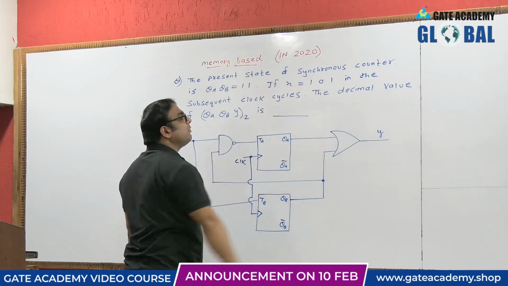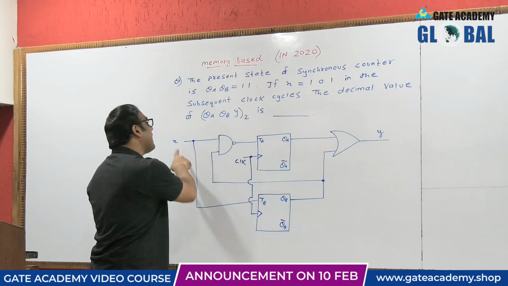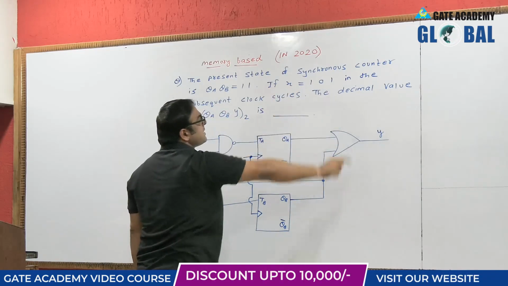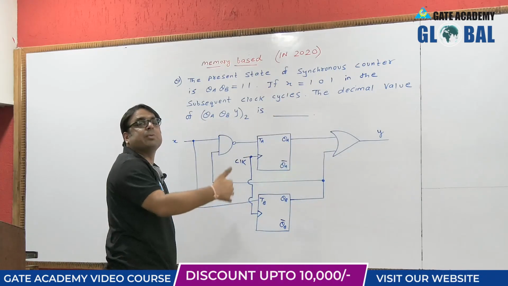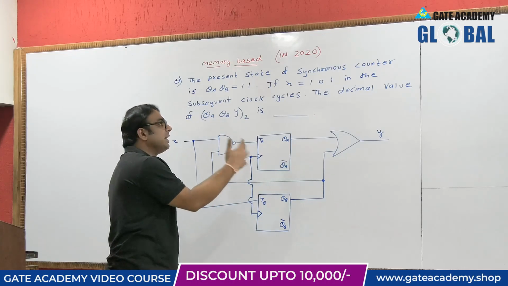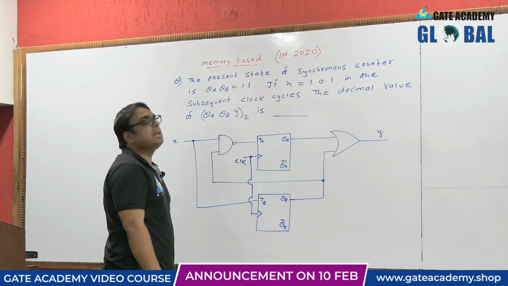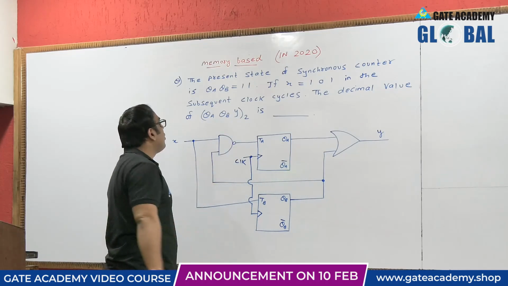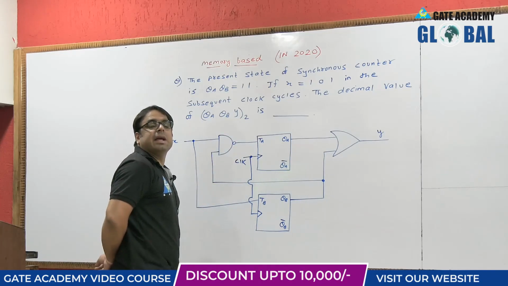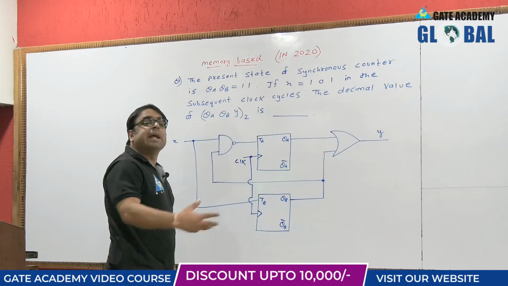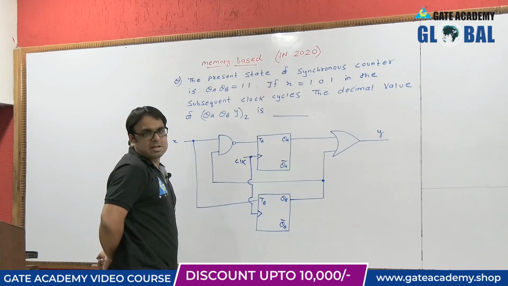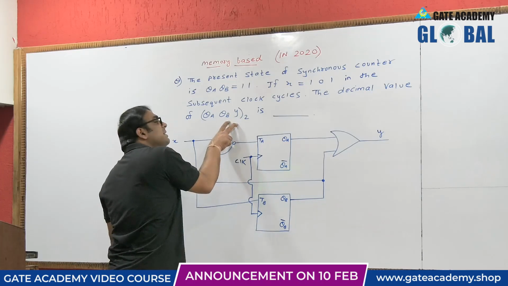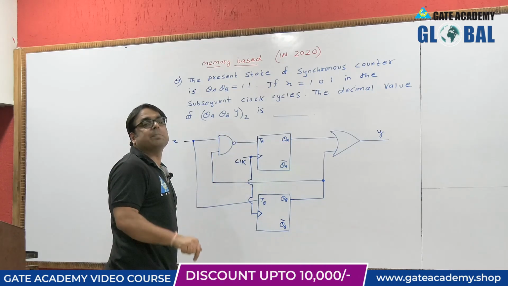If X is equal to 1 0 1, you can see in the circuit X is an external input, and X is applied as 1 0 1 in the subsequent clock cycles. The decimal value of QA, QB, Y is the fill in the blanks. The decimal value of QA, QB, Y after 3 clock pulses. So it was given in the question that you have to find the value in decimal after 3 clock pulses.